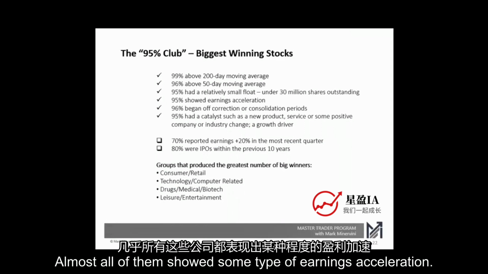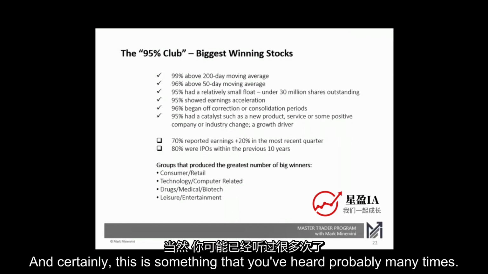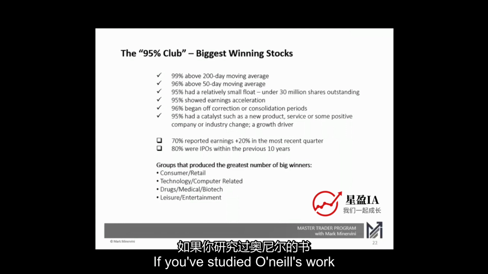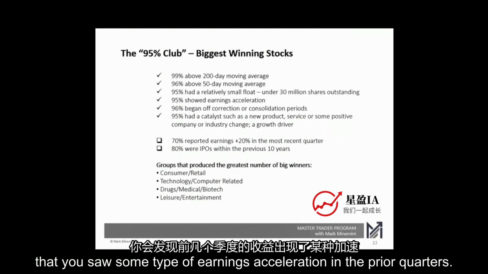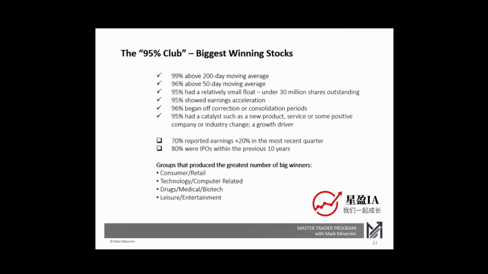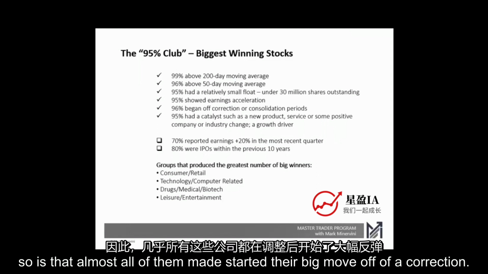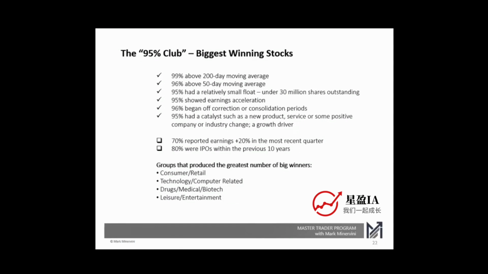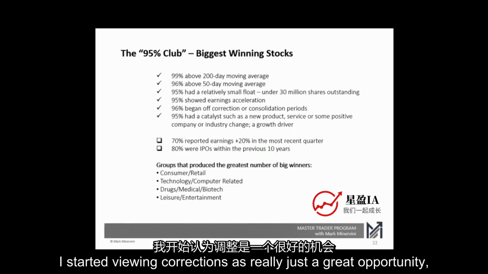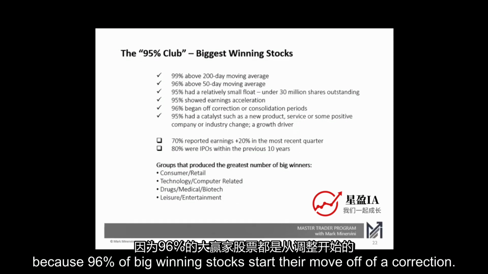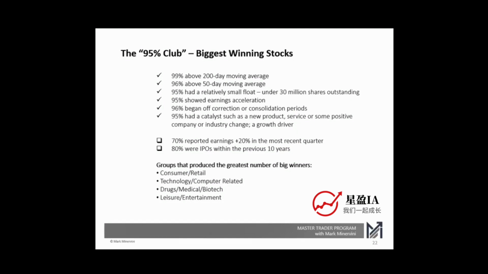Almost all of them showed some type of earnings acceleration, and certainly this is something that you've probably heard many times if you've studied O'Neill's work, that you saw some type of earnings acceleration in the prior quarters. And this is really interesting too, is that almost all of them started their big move off of a correction. So I started viewing corrections as really just this great opportunity, because 96% of big winning stocks start their move off of a correction.